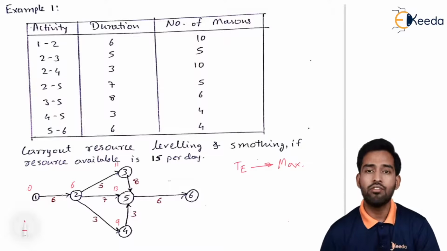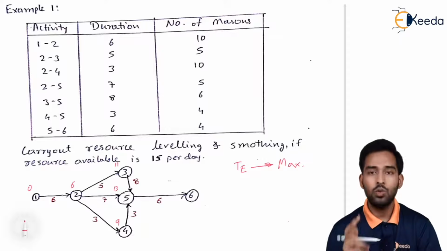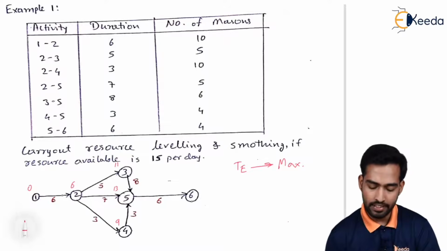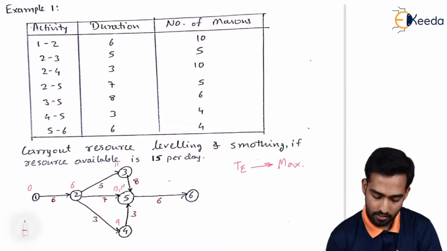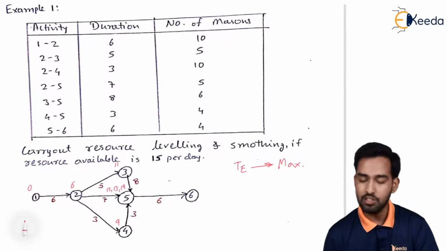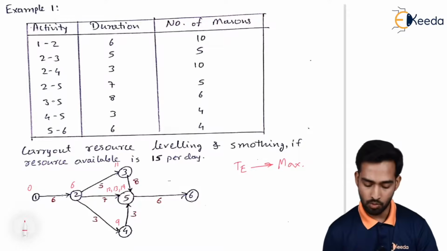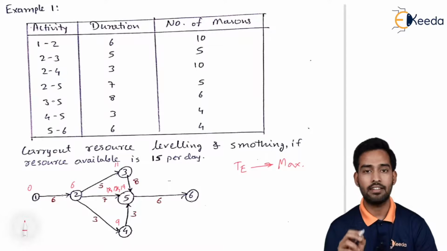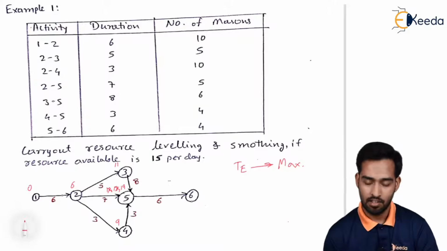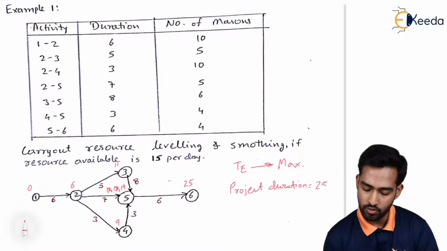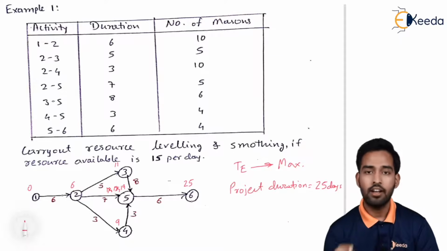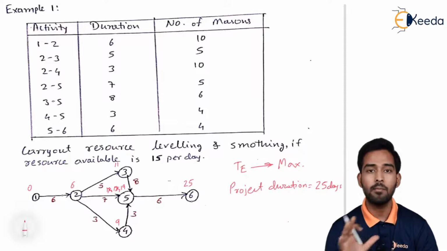Now coming on to the fifth node, as we can see, 2 arrows are merging from 3 and 4 also. So 11 plus 8 will give us 19, whereas 9 plus 3 will give us 12. And the rule says we have to keep the maximum value. So the maximum is 19. So we'll keep 19. Now 19 plus 6 will give us 25. So as we have seen, the project duration for this particular project is 25 days. So we'll require 25 days to complete this particular project.